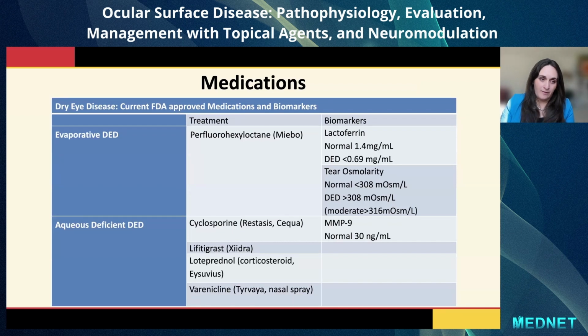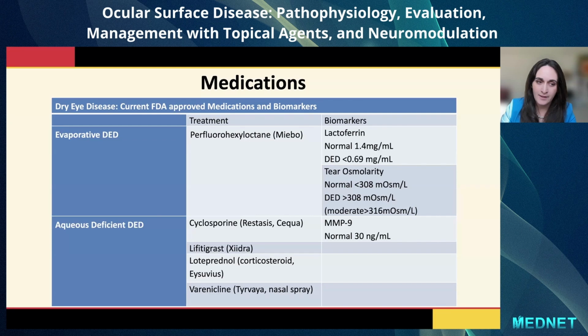So again, thinking about evaporative versus aqueous deficient dry eye disease, these are current approved medications and things to think about as far as biomarkers or tests that can help with this. So for evaporative dry eye, the treatment that's FDA approved would be MIBO or perfluorohexyloctane. And you can use different ways of diagnosing this. I would think about tear osmolarity to correlate with that.